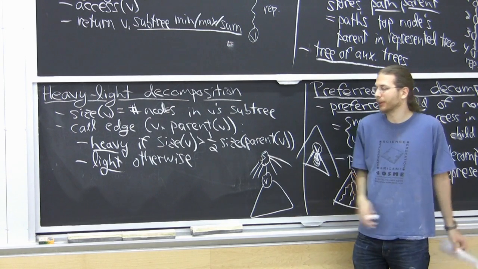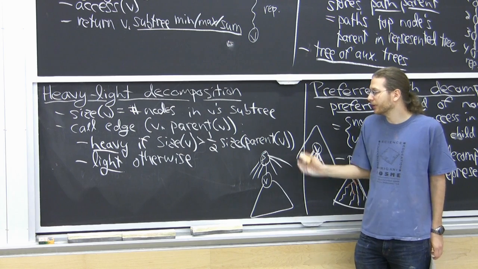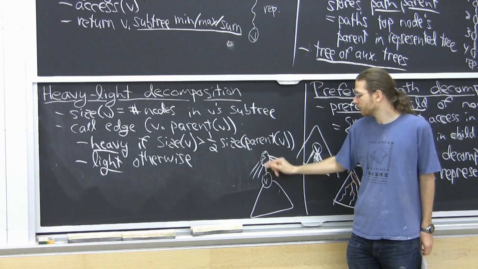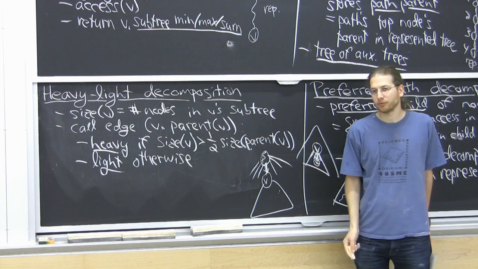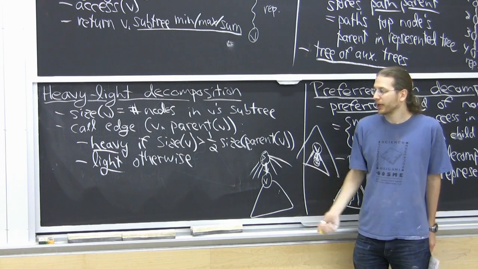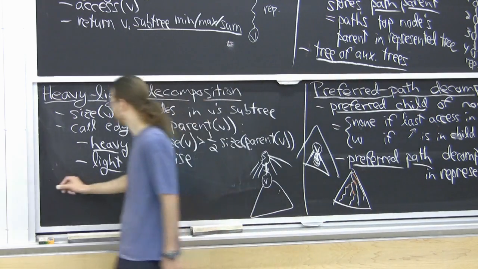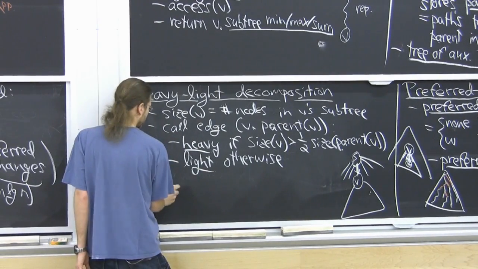Maybe it's nicely evenly balanced. Everybody's got a third. But if somebody's got bigger than a half, I call it heavy. Everybody else is light. So there's going to be at most one heavy edge from every node. Therefore, heavy edges decompose your world into paths. Heavy paths decompose the tree.